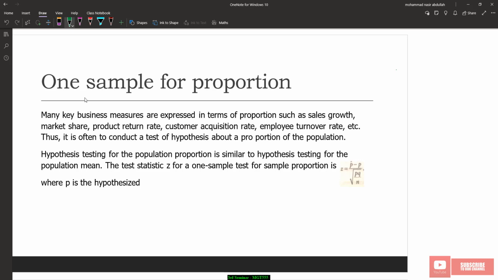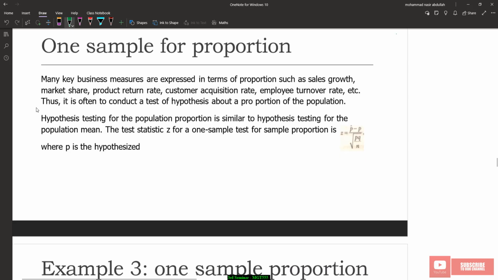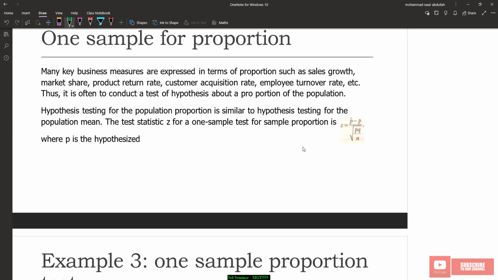So now, last example. Right, last technique, which is one sample proportion. One sample proportion is a bit different from what we have learned just now. Proportion means that we want to know how many percent. What is the proportion? What is the percentage? What is the probability? Pecahan dia berapa?